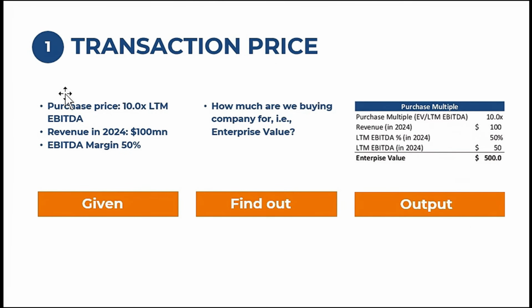Alright, step 1, let's figure out the purchase price or the transaction price. We have been given an LTM multiple of 10x. LTM stands for last 12 months. We have been given an EBITDA margin of 50% and revenue in 2024 was 100 million. So our EBITDA is 50 million. We have been given a 10x multiple to find out EV, so our enterprise value will be 500. That's our total transaction value, or in simple terms, the price we are paying to acquire the company.